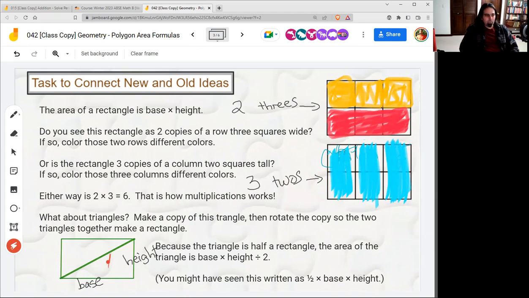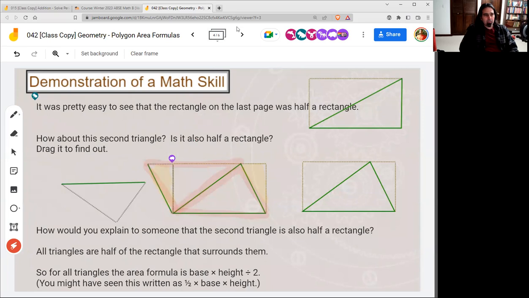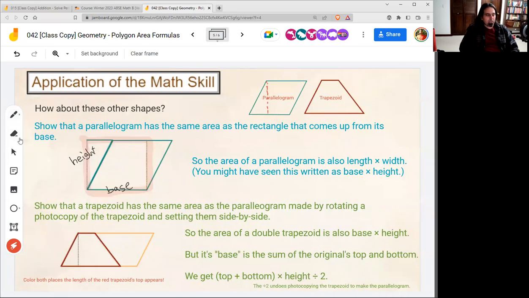For triangles, we can make them equivalent to rectangles. We photocopied it and kind of flipped it over. Since we had 2 of them to make a rectangle, we had to do a divided by 2 for how much each one takes up. Same kind of thing for the other triangle. For the parallelogram, we are saying that this parallelogram takes up the same space as this rectangle. The red one, how much area does it have? Height times base, so the parallelogram is the same.